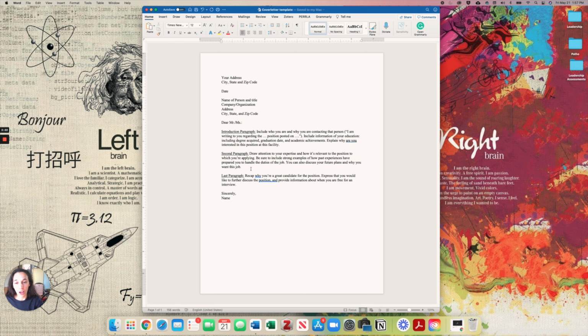They say that the cover letter is the hook to get somebody to look at your resume. And then lastly, your last paragraph is going to recap why you're a great candidate, express that you would like to discuss the position further, and provide information on when you're free for an interview, and then sincerely with your name. This whole cover letter will not be more than 1 page. So that's the whole thing. And I mean, just the outline alone will already get half a page. So it's pretty condensed and small. But again, it is that hook that gets somebody to look at your resume.